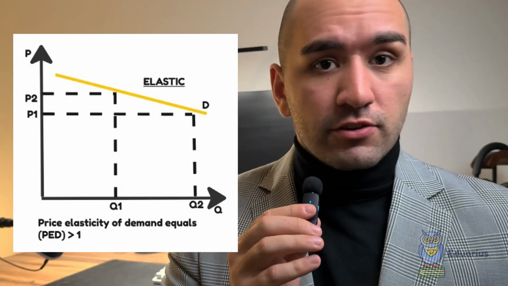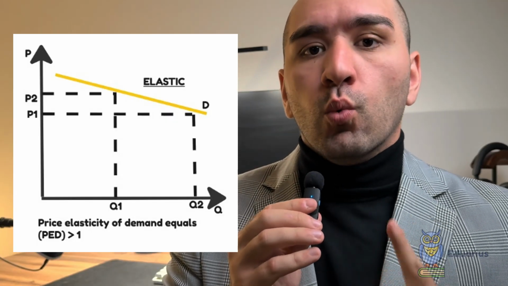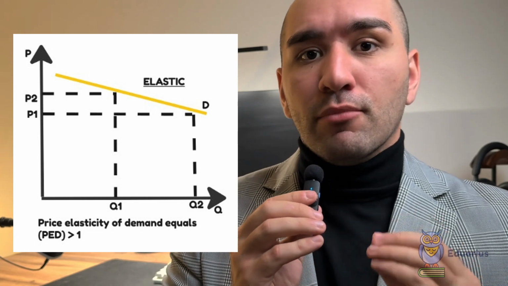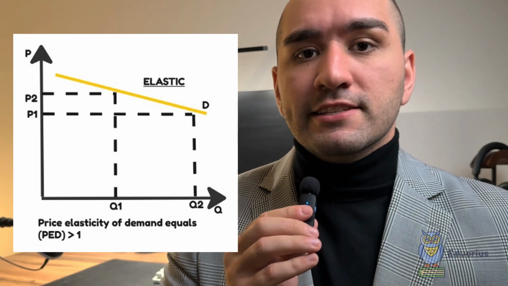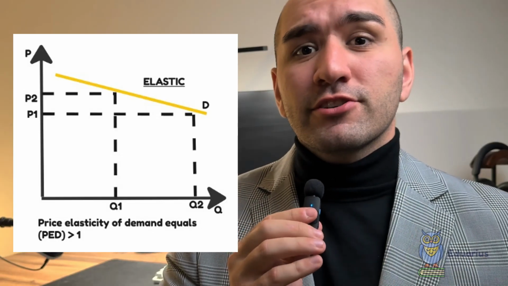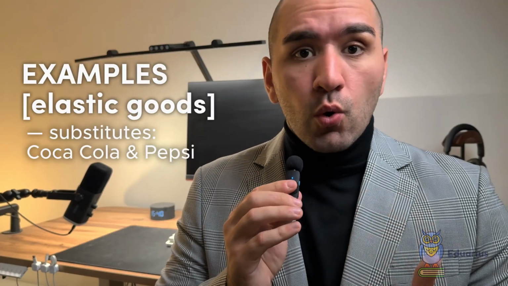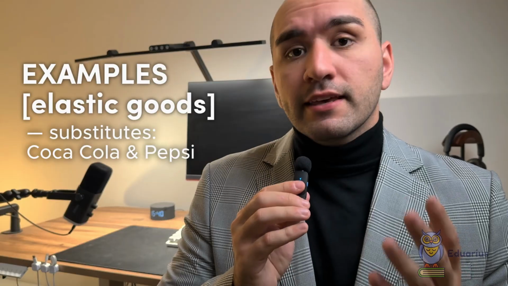If the price elasticity of demand is more than 1, we call it elastic. On the second graph, we see that a small change of the price leads to huge changes of the quantity demanded. Examples of elastic goods are substitutes such as Coke, Pepsi, Fanta, etc.